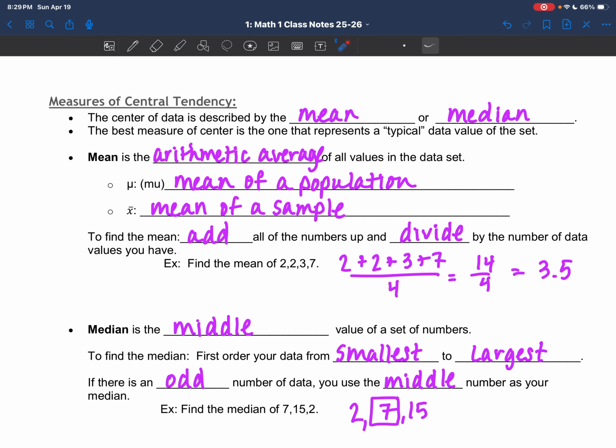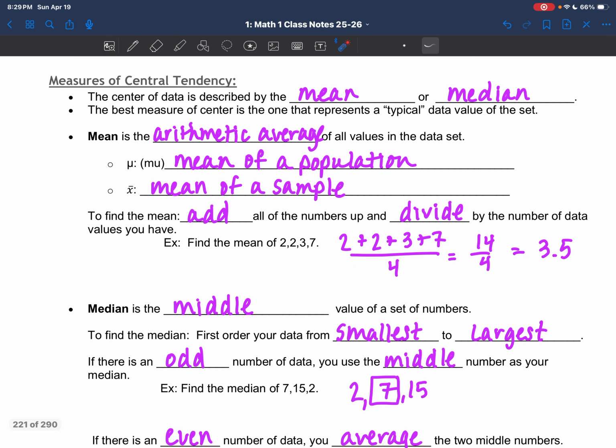The median is the middle value of the set of numbers. So to find the median, you put them in order from smallest to largest. If there's an odd number, that's the easy one. You just use the middle number. So example 2, 7, and 15. 7 is the middle because it's an odd number, so it's easy to find the middle.